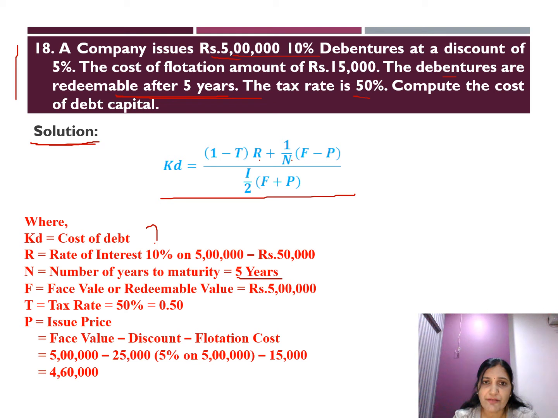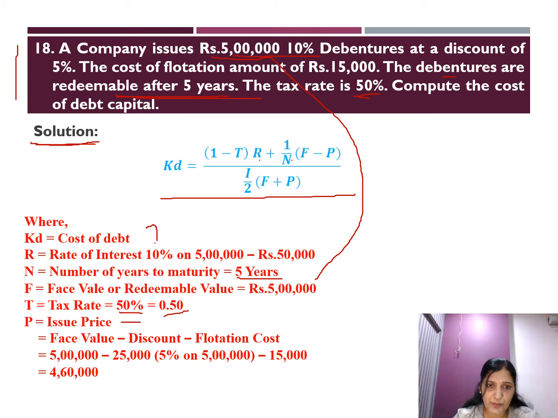It is given here 5 lakhs. This 5 lakhs I have taken over here. This is the face value or redeemable value. Then tax rate 50%, it is given over here. So that 50% has been taken over here. This will be written as 0.50. Convert it into value. Now P is the issue price.